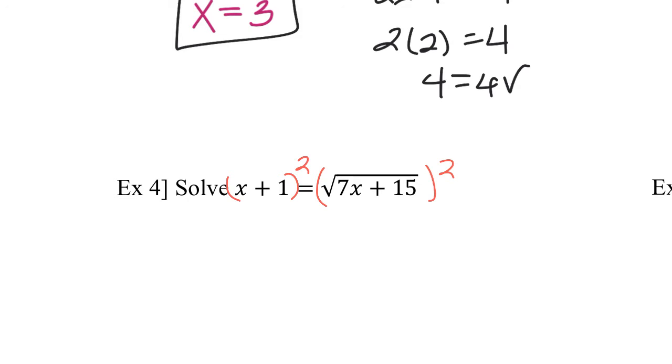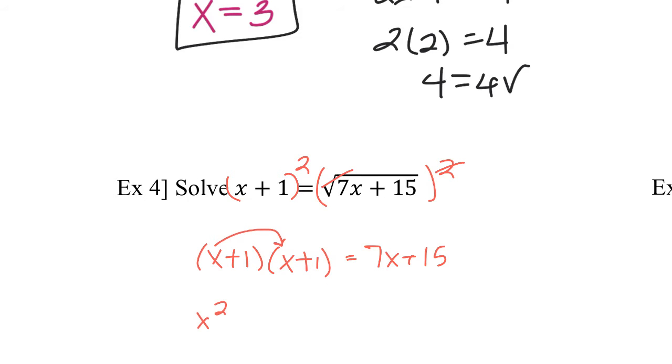On the right-hand side, when you square this, all you have left is what's underneath the radical. But when you square x plus 1, that's really saying x plus 1 times itself. So I'm going to have to use that double distribution to actually multiply this out. X times x makes x squared. X times 1 makes x. 1 times x makes x. And 1 times 1 makes 1.